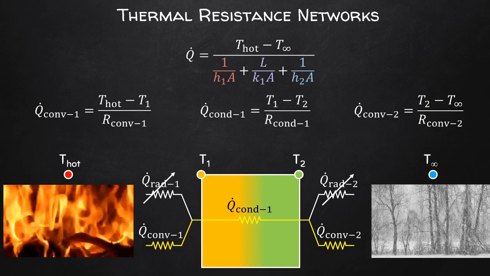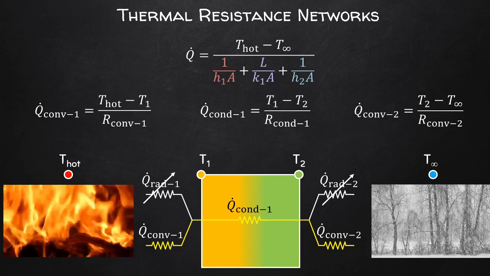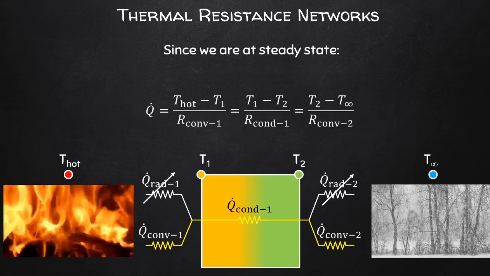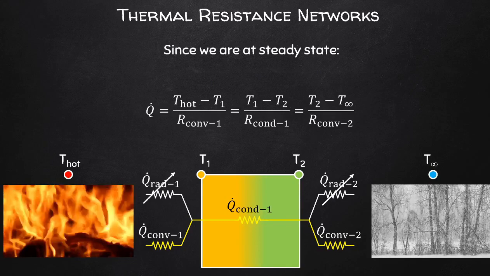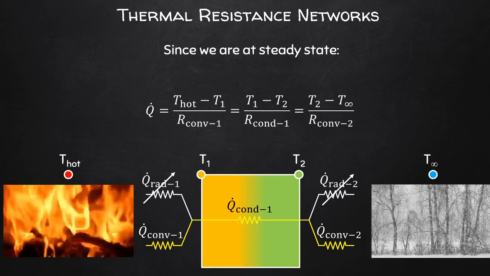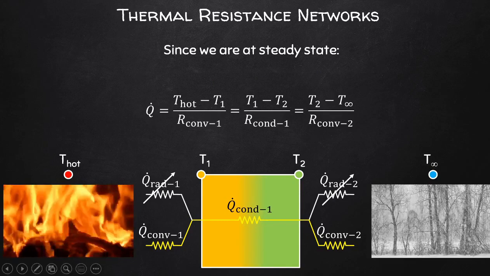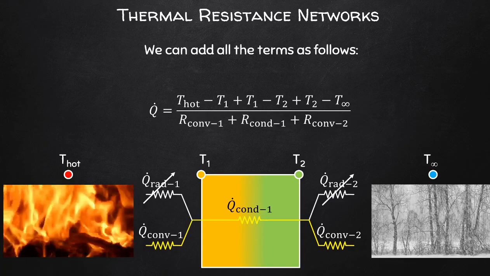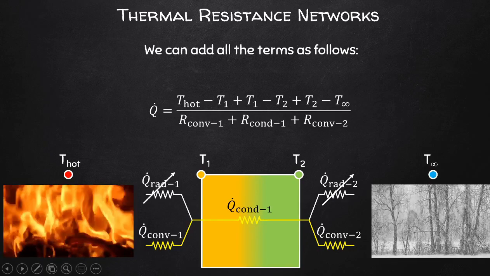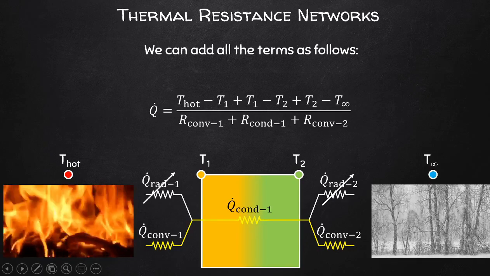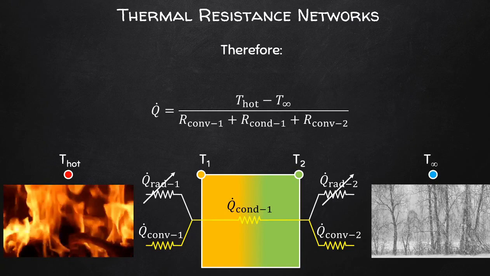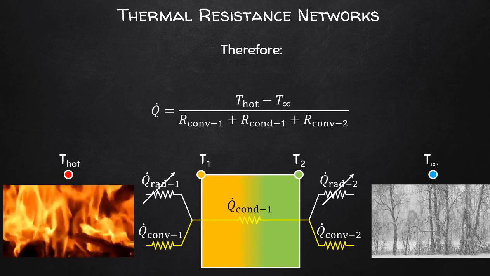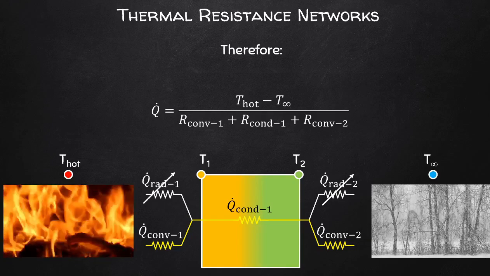Now, another way of looking at this is as follows, where since we are operating at steady state conditions, in this instance, we can equate everything as shown here. All right, so if we sum up everything, we eventually can cancel out certain terms, specifically the intermediate temperatures. Okay, and then we can determine heat flow.